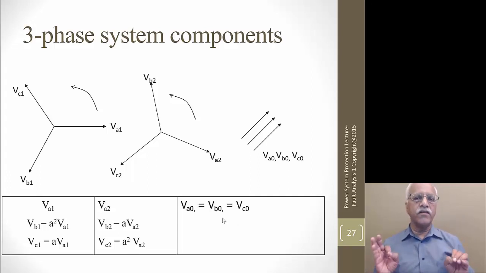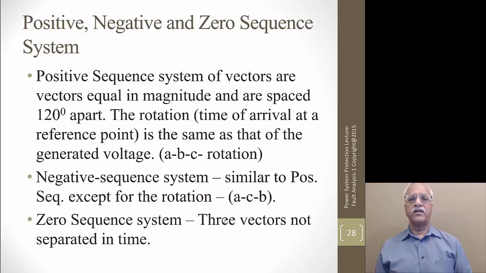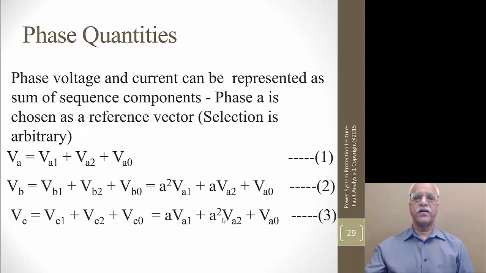Now, what do we measure? We measure the phase voltages, right? Or phase currents at the fault point. And now we need to convert that into sequence components. So now we have to find a relationship between phase quantities and these sequence quantities. That is what we are doing. We covered it already. We are just saying that they are 120 degrees apart, and with ABC rotation is positive, ACB is negative, and then zero sequence, they are not separated in time.